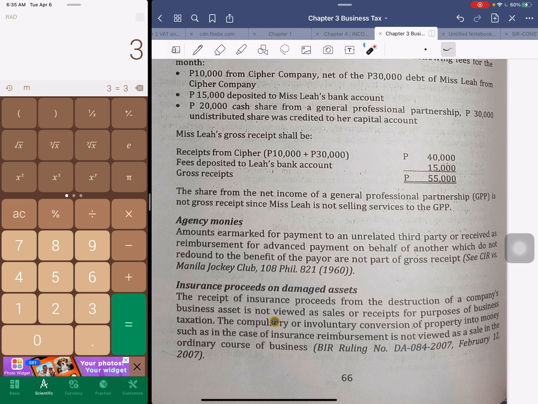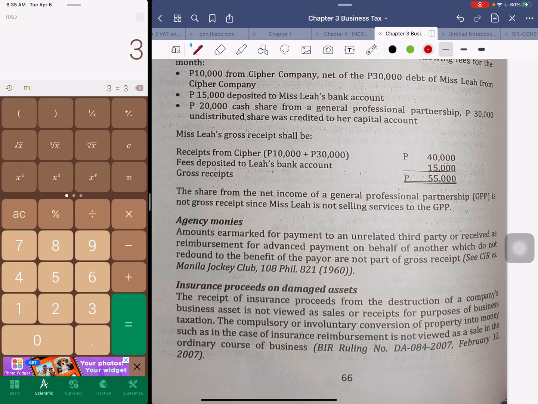Agency monies: amounts earned marked for payment to an unrelated third party, or received as reimbursement for advance payment on behalf of another, which do not redound to the benefit of the payer, are not part of gross receipts. So, hindi daw siya part ng gross receipts. So, kapag daw yung nagbayad is third party doon sa transaction, therefore, hindi siya kasama sa gross receipts.